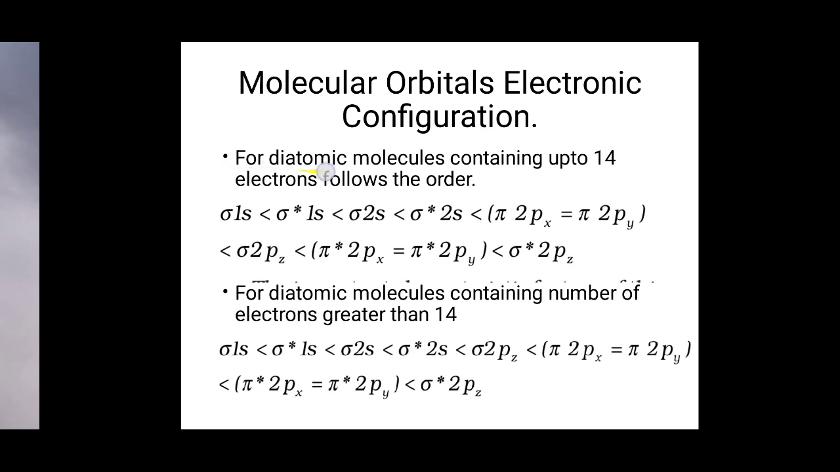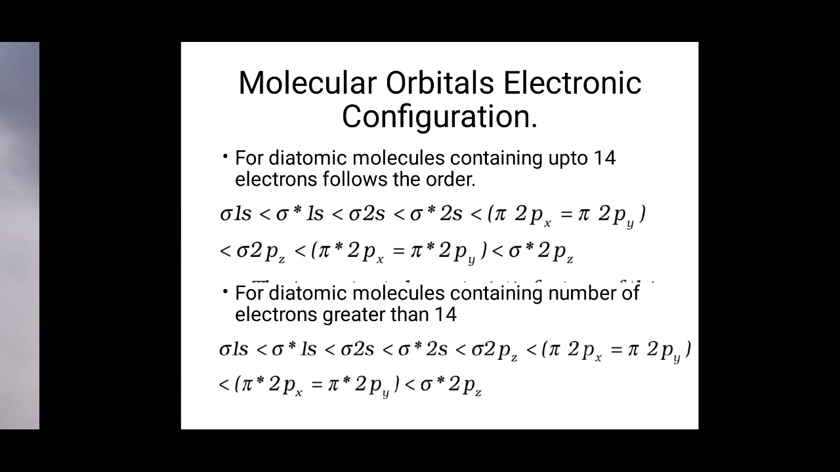For diatomic molecules containing up to 14 electrons, the order is sigma 1s < sigma star 1s < sigma 2s < sigma star 2s < pi 2px = pi 2py < sigma 2pz < pi star 2px = pi star 2py < sigma star 2pz. And this is how the filling of molecular orbitals takes place for diatomic molecules having a total number of electrons up to 14.